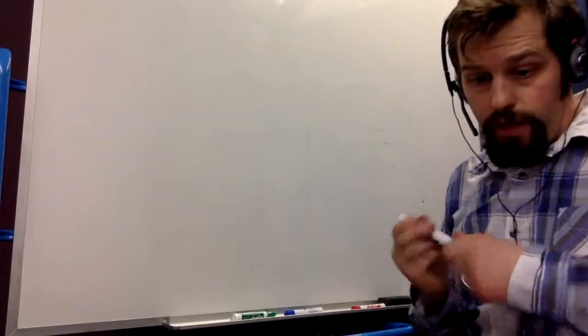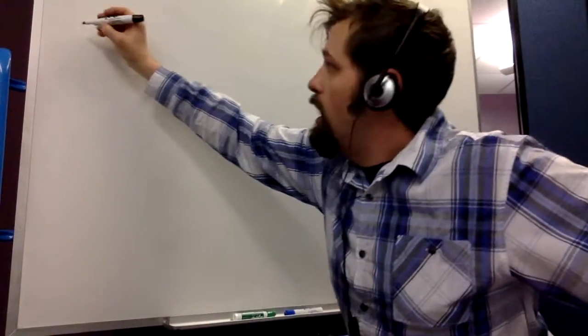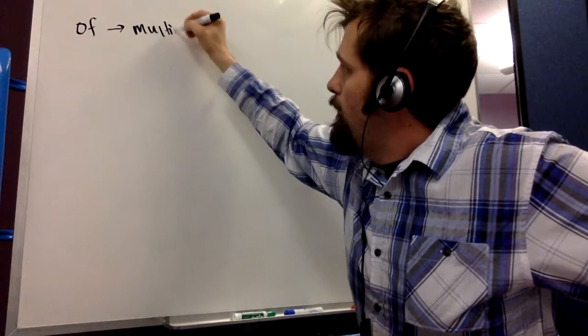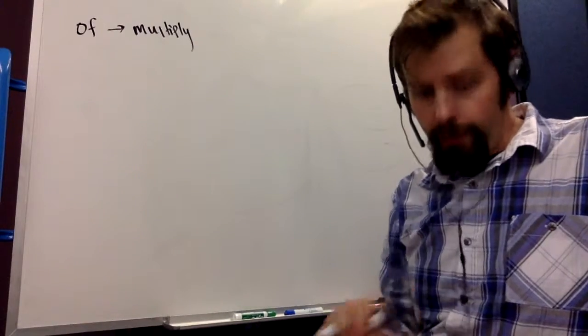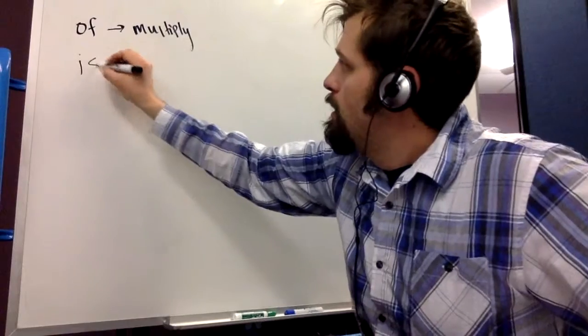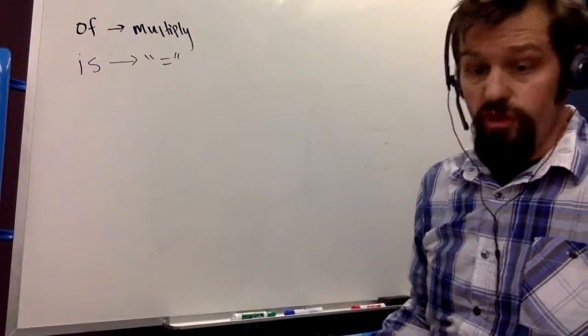Now let's go through these applications of percent. A lot of times people like to think about of means to multiply. Now that's not always true, and we'll see some examples of that later, but it's a good rule of thumb. Is translates to the equal sign. That one's usually true.